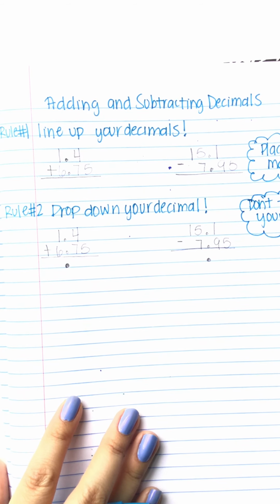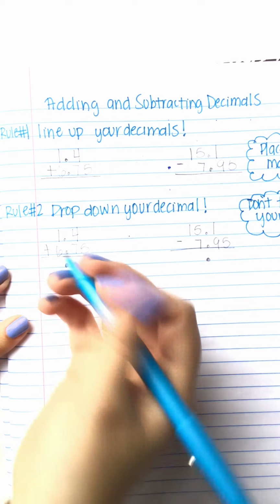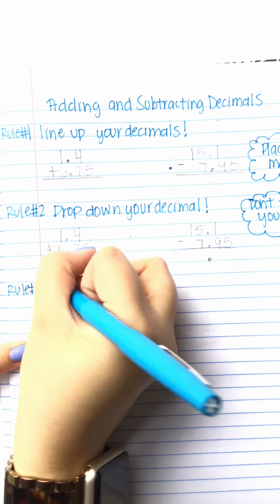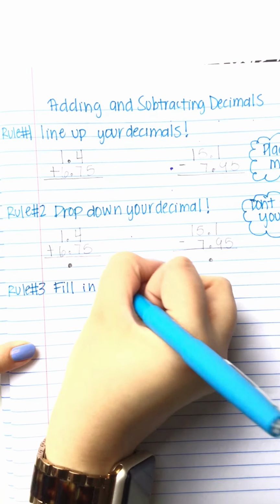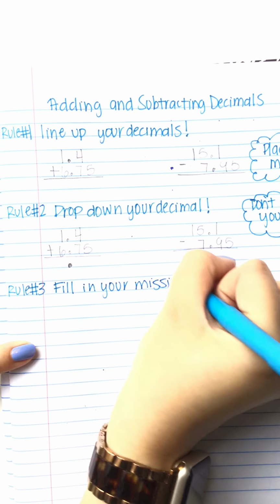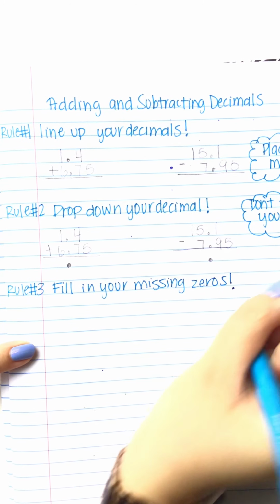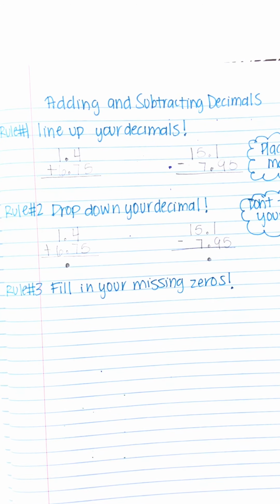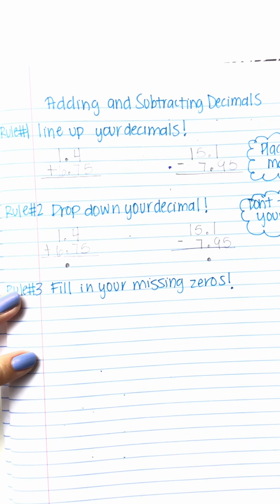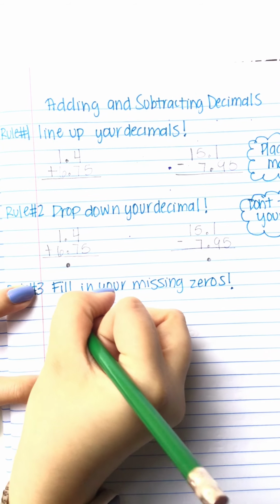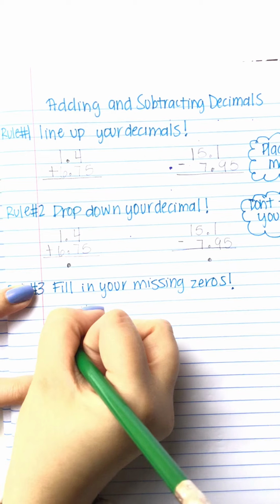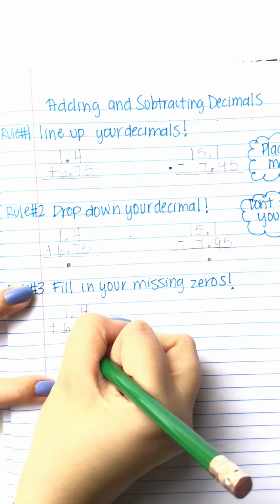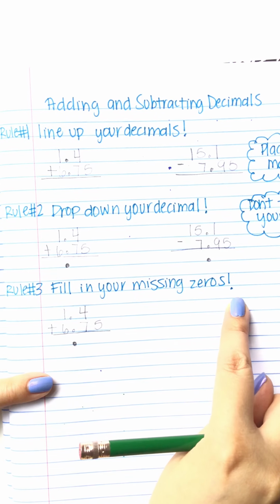And then the last rule, rule number 3, is that you need to fill in your missing zeros. Okay, so this is going back to when we talked about place value and trailing zeros. So once again, we're going to take the same equations that we've been working with. 1 4/10 plus 6 and 75/100. I lined up my decimals. Now I have to bring my decimal down. Now I have to fill in my missing zeros.